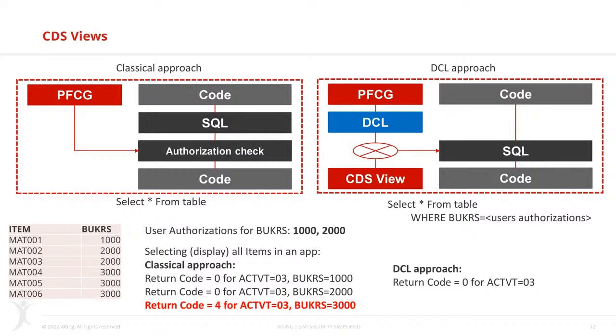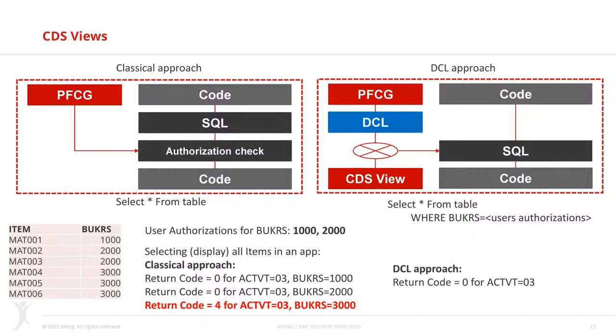In the old approach, in traditional SAP GUI transactions, we had a select star from the table. Then the data came back from the database with all 6 entries. Then there was an authorization check that basically looped through all the items, checking whether I'm allowed to see it or not. If I was allowed to see it, it was shown to me. If I wasn't, I had an entry in the trace or in SU53 that I'm missing an authorization.